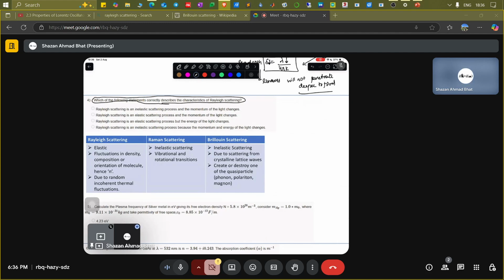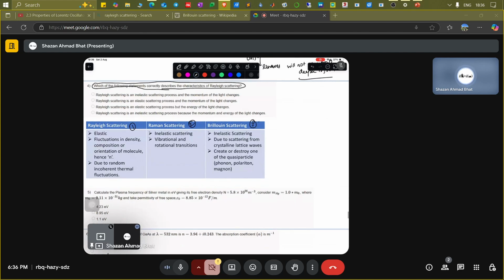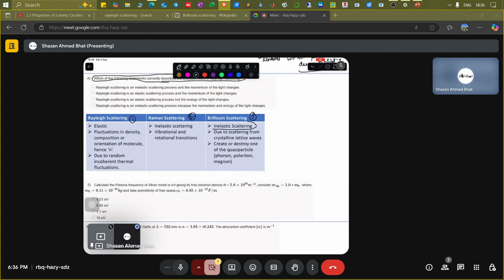Scattering is when an electromagnetic wave, once it encounters any disturbance, scatters, just like it disperses. Okay, now there are three main types of scattering. One is Rayleigh, second is Raman, third is Brillouin scattering. First of all, Brillouin scattering is inelastic. That means there is energy loss or gain. There is a change in energy. Raman is also inelastic. The Rayleigh scattering is elastic.